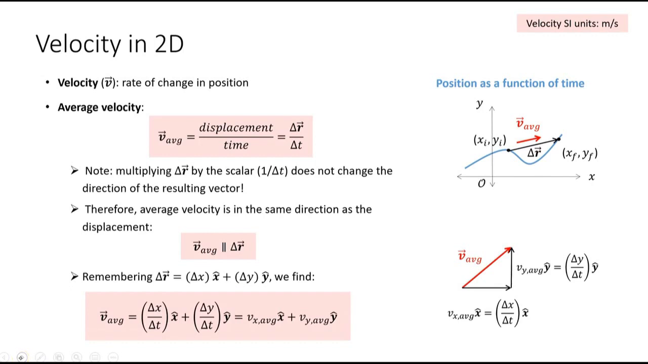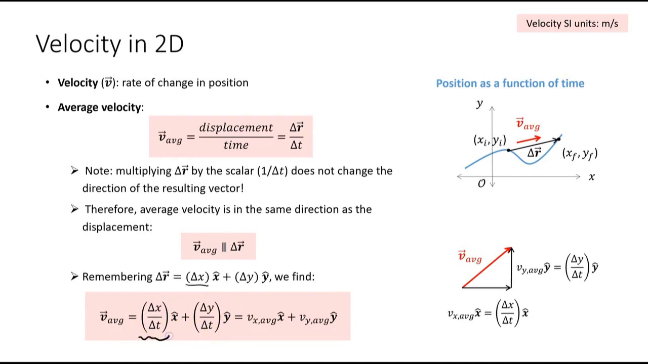Okay, now we can think about our average velocity in terms of x and y components as well. So to do this, we remember that the displacement is really the displacement in the x direction, so delta x multiplied by x hat, plus delta y multiplied by y hat. And then remember, when we multiply by a scalar, 1 over delta t, that's really the same thing as distributing the 1 over delta t to each of the components of our vector delta r. So we can distribute 1 over delta t to each of those components, and then we see that v average is equal to delta x over delta t x hat plus delta y over delta t y hat.